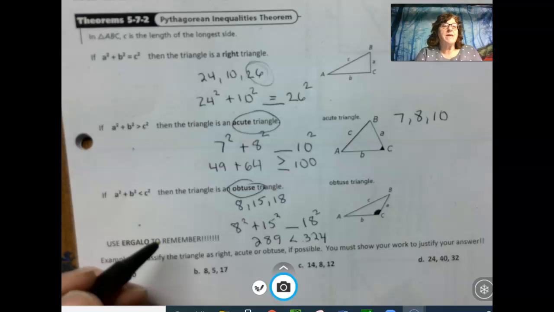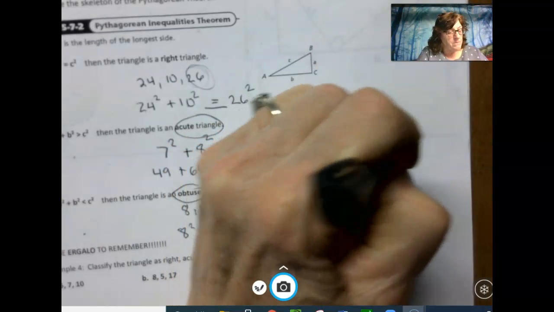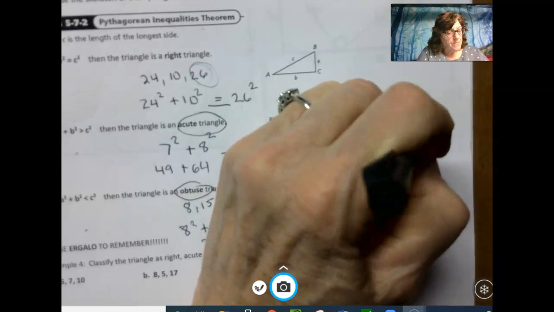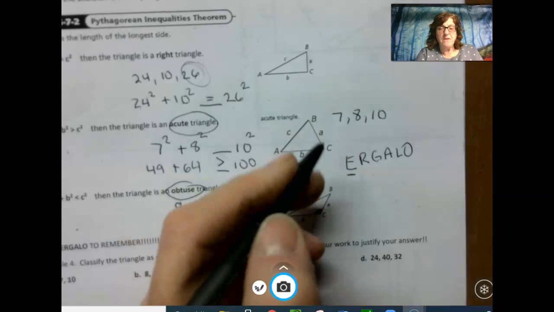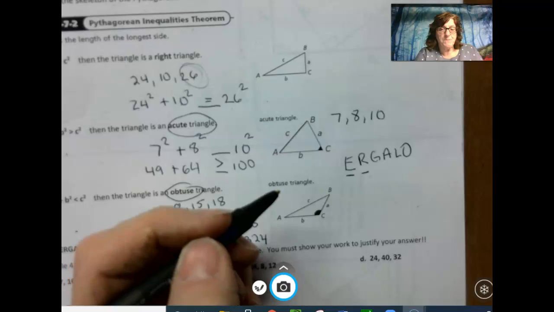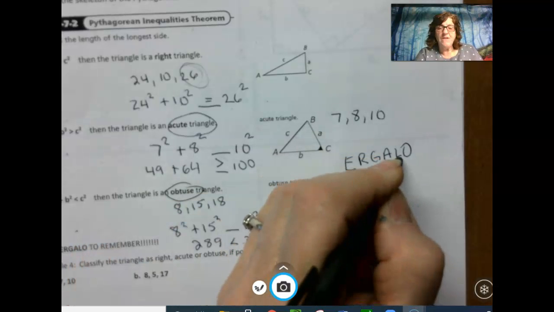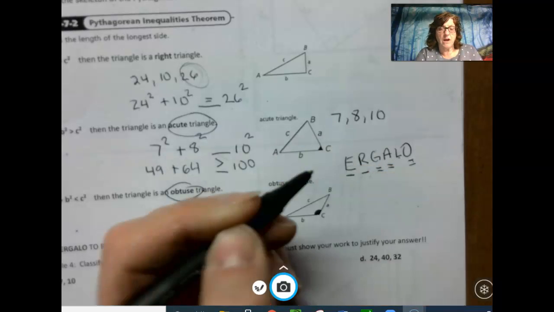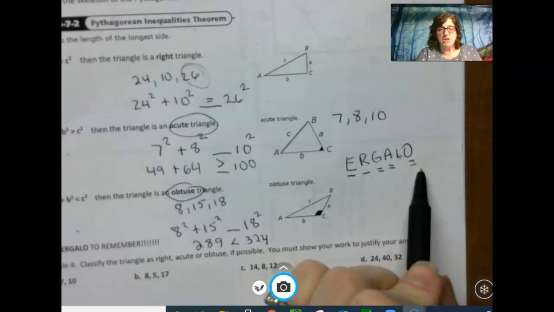So the way in which I get to remember these is I made up this little acronym, ERGALO. So if a squared plus b squared is equal to c squared, it's a right triangle. If a squared plus b squared is greater than c squared, it's an acute triangle. And if it's less than, it's an obtuse triangle. So that helps me remember the 3 relationships.